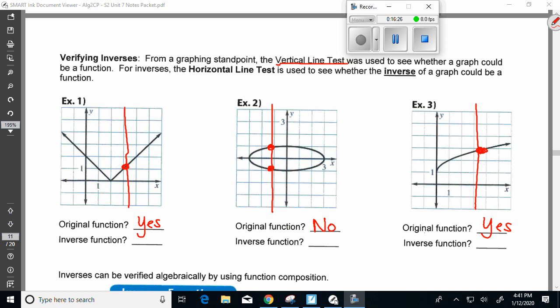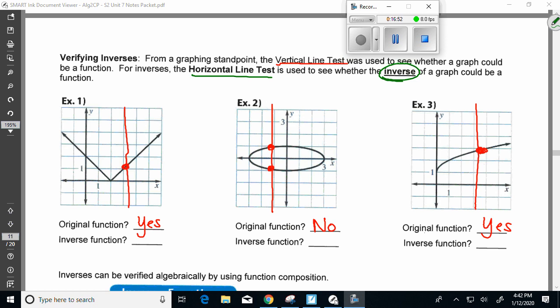Now, since we're dealing with opposites, the opposite of vertical is horizontal. So to see if an inverse is a function, we do the horizontal line test. It means exactly what it sounds. We're going to draw a horizontal line, and it can only touch that graph one time.